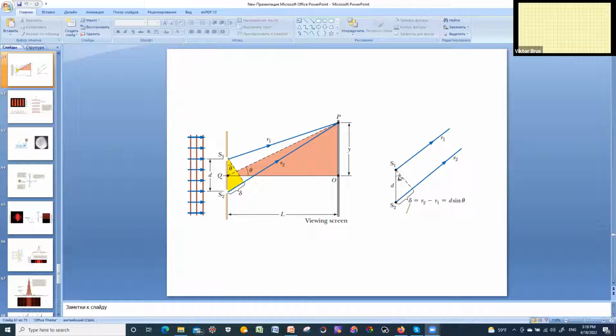or path difference is actually the key parameter here, which defines how these two coherent waves will interact with each other at this given position of point P, and which type of interference we will observe. So let me stop sharing this for a moment so we can write here.